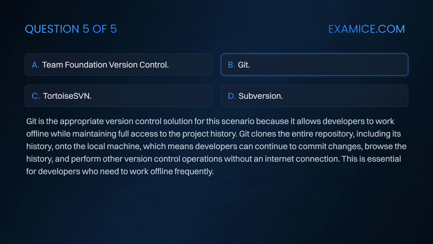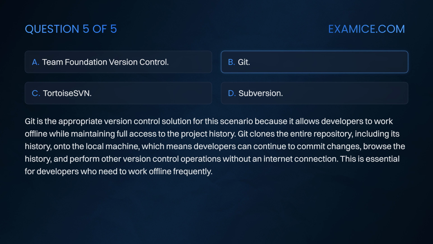Git is the appropriate version control solution for this scenario because it allows developers to work offline while maintaining full access to the project history. Git clones the entire repository, including its history, onto the local machine, which means developers can continue to commit changes, browse the history, and perform other version control operations without an internet connection. This is essential for developers who need to work offline frequently.